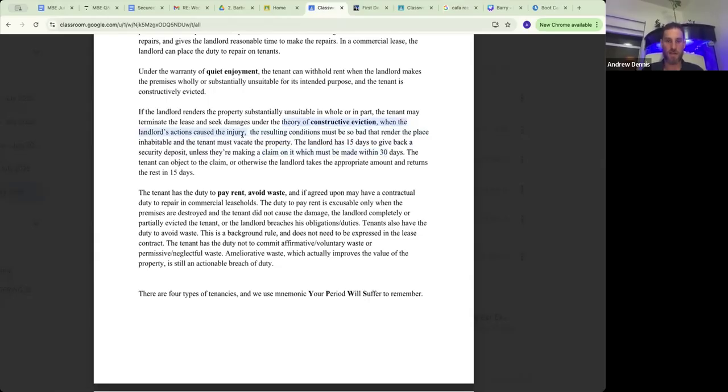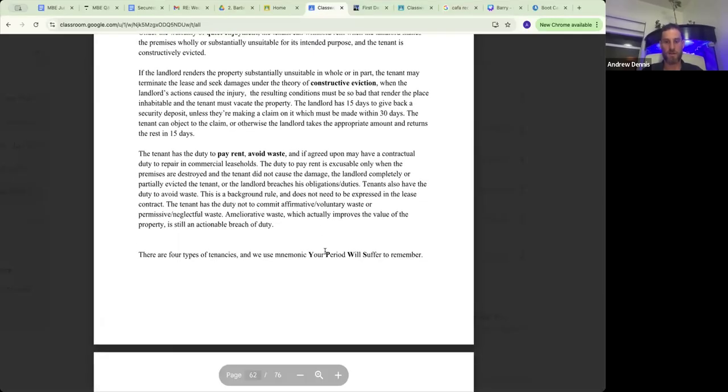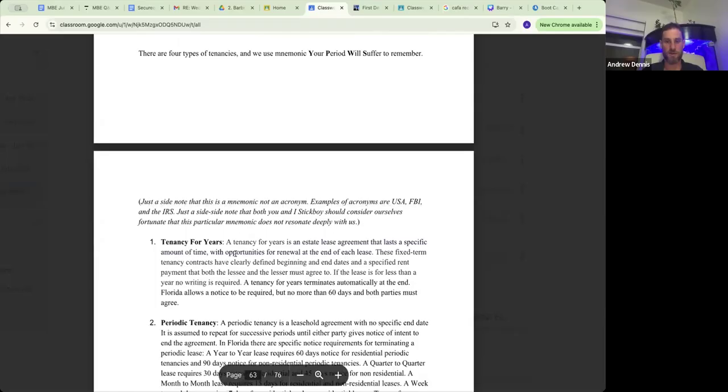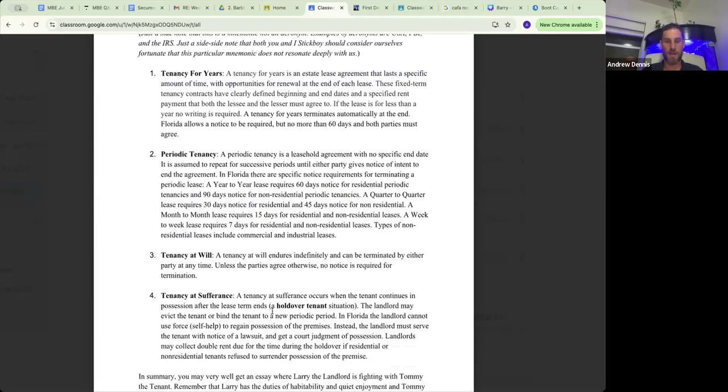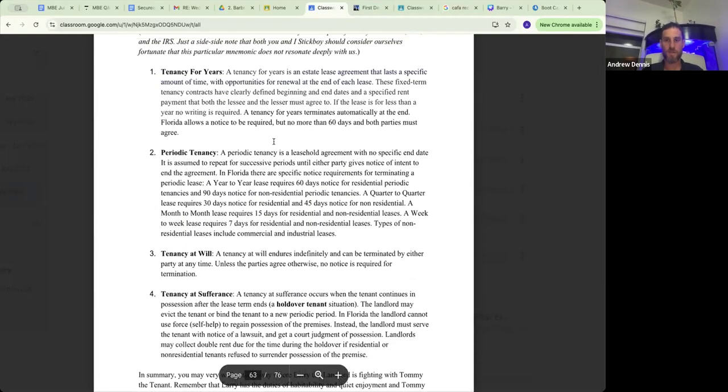Constructive eviction was a landlord's actions cause the injury. The resulting conditions must be so bad that they render the place uninhabitable and the tenant must actually vacate the property. So to claim a constructive eviction, you have to actually vacate the property. Right, we did periodic tenancy, tenancy for years, periodic tenancy, tenancy at will, and the holdover tenant situation.